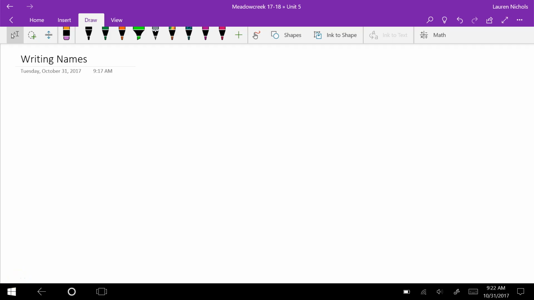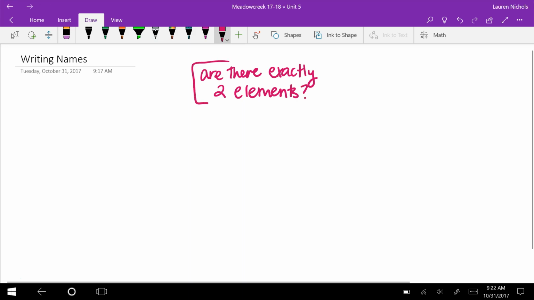Guys, when writing names of chemical formulas, the first thing you have to do is ask yourself a few questions. So we're going to create ourselves a flowchart, and then we're going to do some practice problems in order to help us. The first thing we need to ask ourselves is, are there exactly 2 elements in the formula?